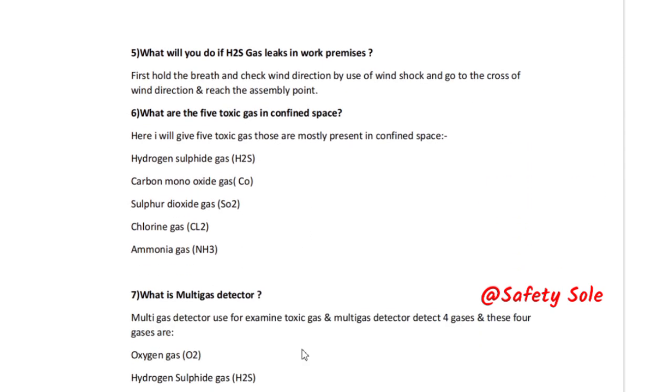What will you do if H2S gas leakage in work premises? First, hold the breath and check wind direction by use of windsock, go crosswind, and reach the assembly point.